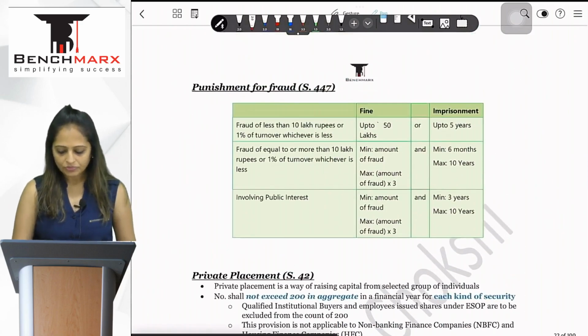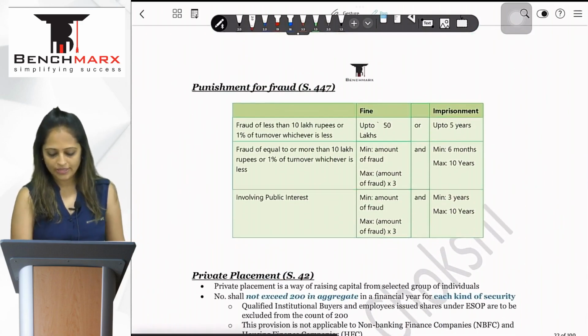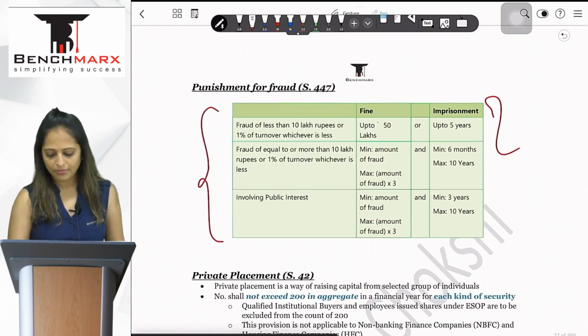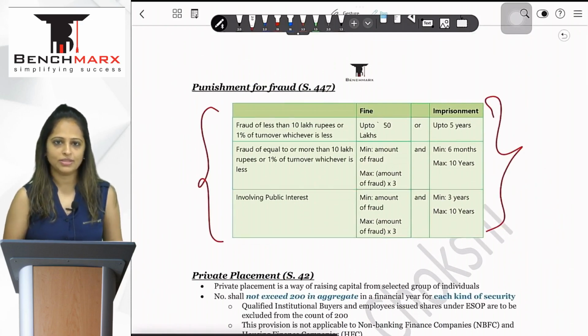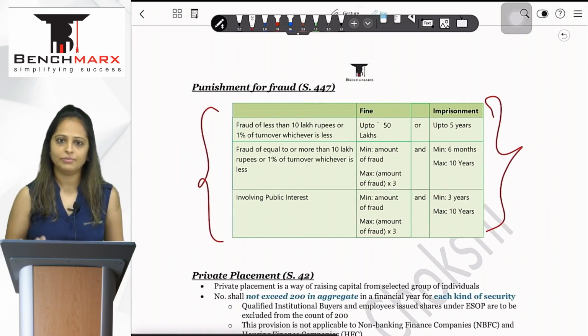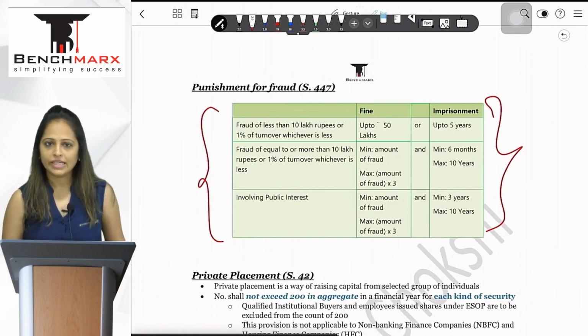Now, punishment for fraud under 447, again something which we should remember before we go for the examination, because that is something which we mention again and again at many places wherever mens rea is present.